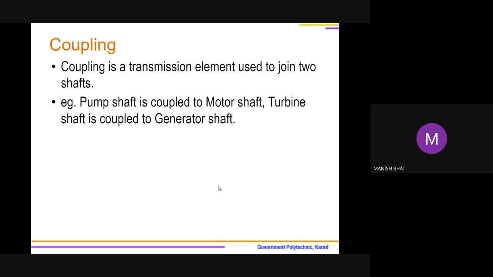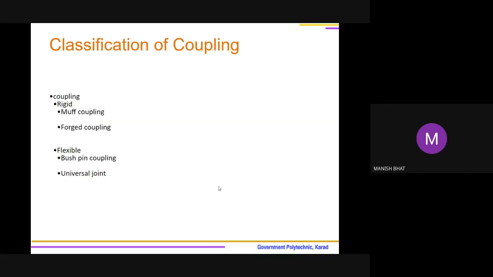Naturally, so coupling is mounted on driver and driven shaft. Coupling rotates with driver shaft and it is sending drive to driven shaft. So we will be learning this transmission element which is coupling. How couplings are classified? This is the classification of coupling.